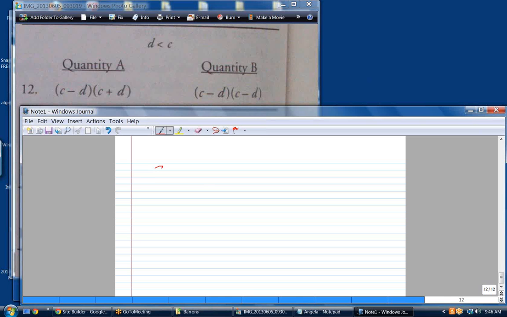Okay, so we got c squared minus d squared, and you don't need to FOIL that if you recognize it as the factoring of difference of squares. It comes out immediately as c squared minus d squared. Right. This one has the c squared plus d squared plus the middle term. Now, if d is less than c, then this has to be positive.